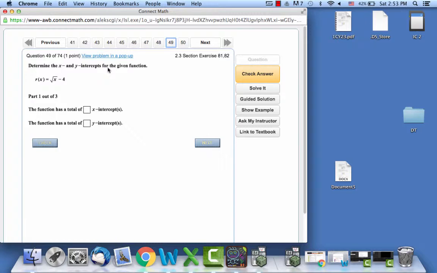Okay, so we want to find the x and y intercepts. An x-intercept is where you cross the x-axis, which means that y is 0. The y-intercept is where you cross the y-axis, which means x is 0. So in this case, this is function notation. The function is what is normally labeled y.